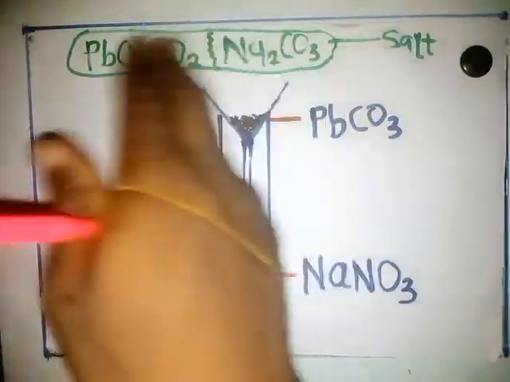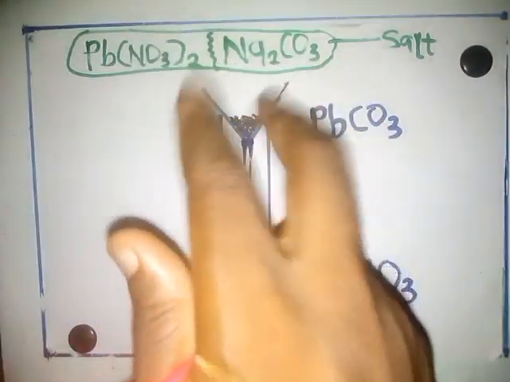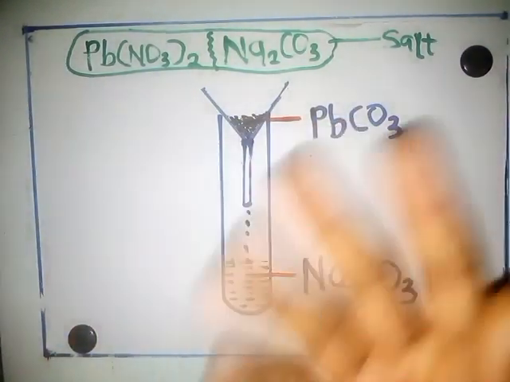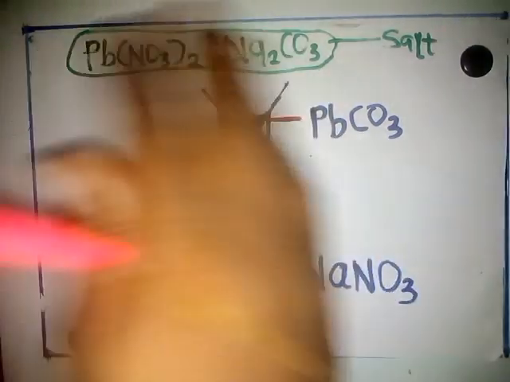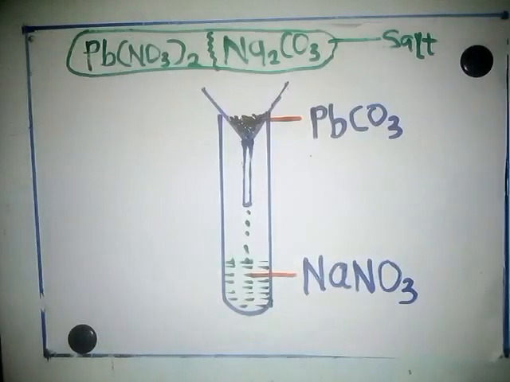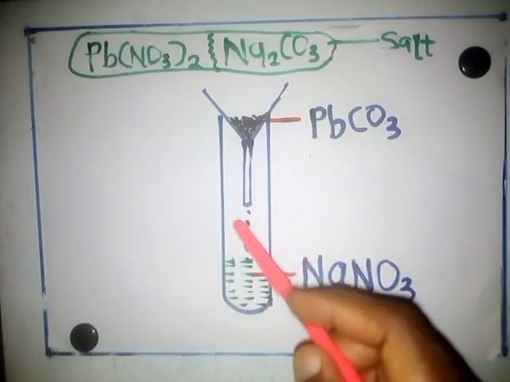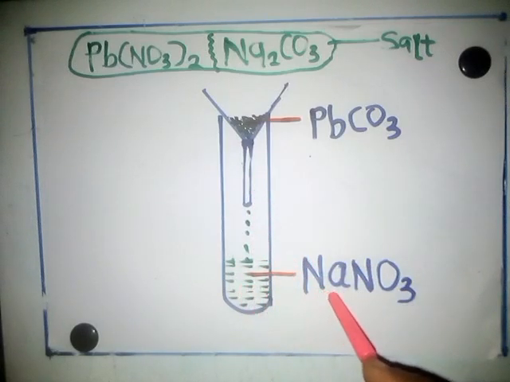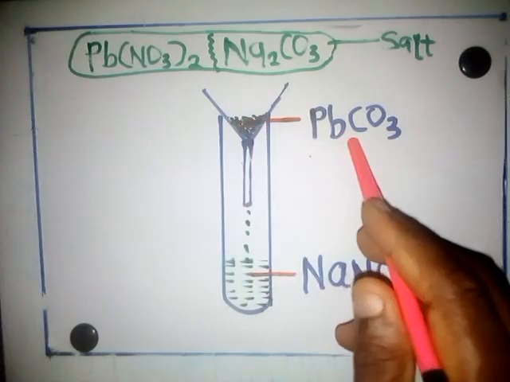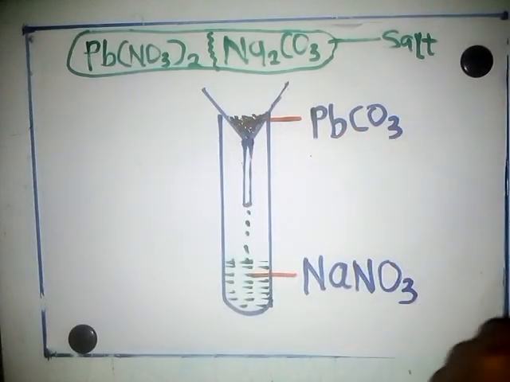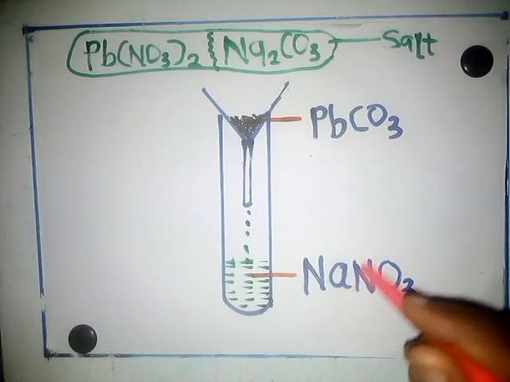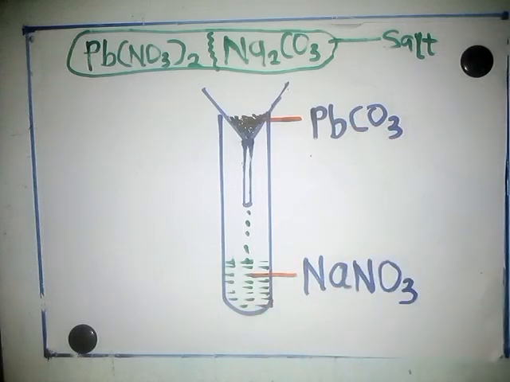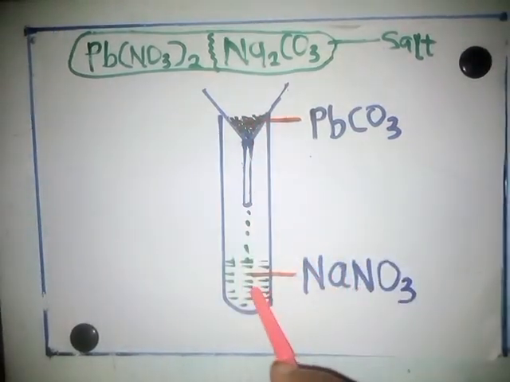When you mix these two salts and dissolve them in water, of course a reaction occurs. It is a double decomposition reaction whereby the anions exchange with each other. And so when that happens, the filtrate, as you can see, will be sodium nitrate, while the residue is lead carbonate. So the test is going to be based on this guy and this guy. This is the residue, this is the filtrate.